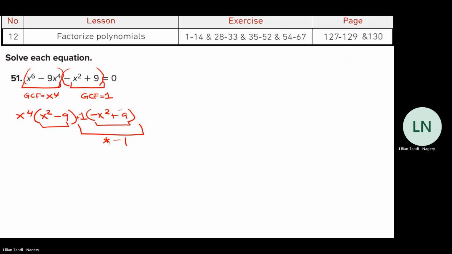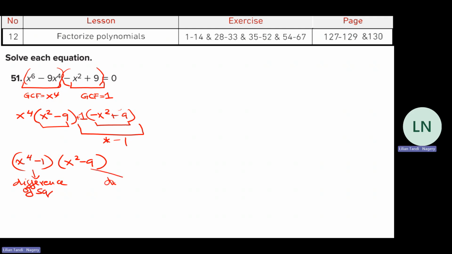Okay. So I will have x to the 4th power minus 1, and then I will have x squared minus 9. So these two are both difference of squares. This is a difference of squares, and this is also a difference of squares.